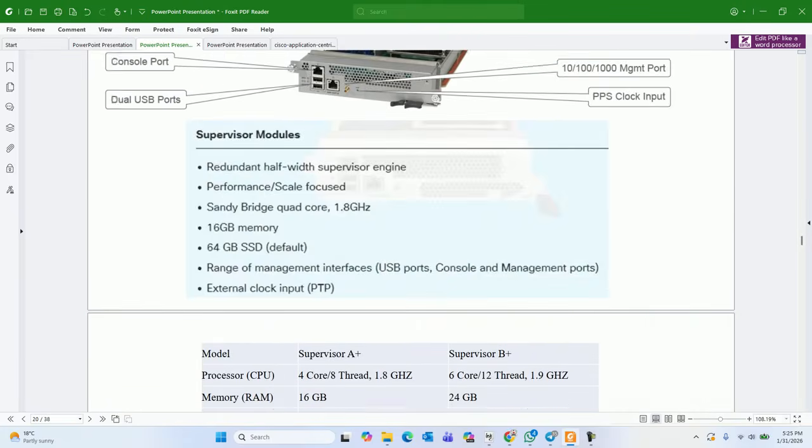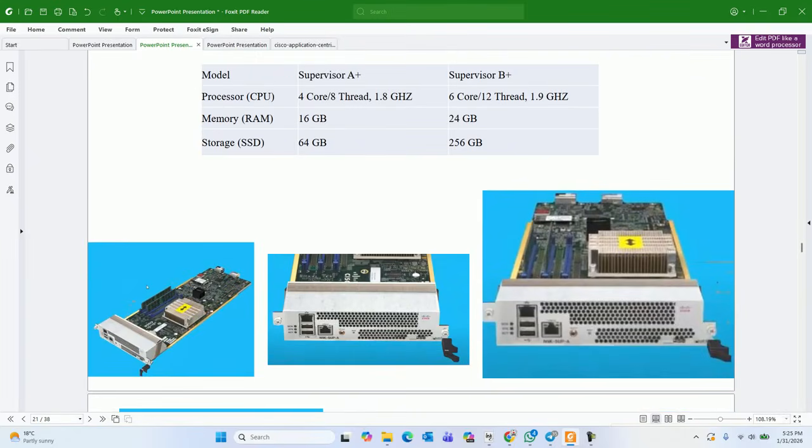Then these are the supervisor modules, and these are the options we have. If you have supervisor A plus, maximum you can go up to 16 GB, but in supervisor B plus you can go up to 24 GB of RAM. So if you want extra RAM, then you can go for supervisor B plus. A plus is going to support a maximum of 16 GB of RAM.